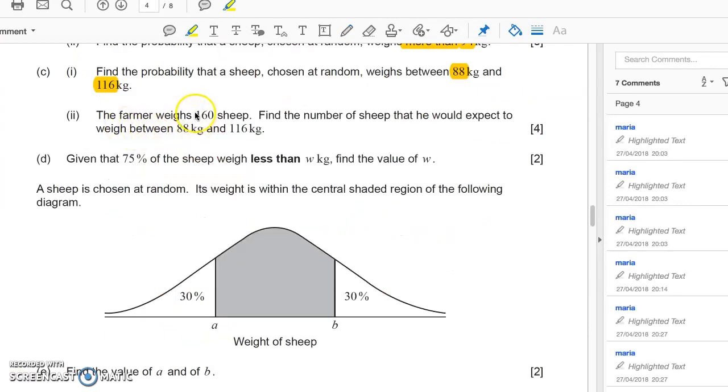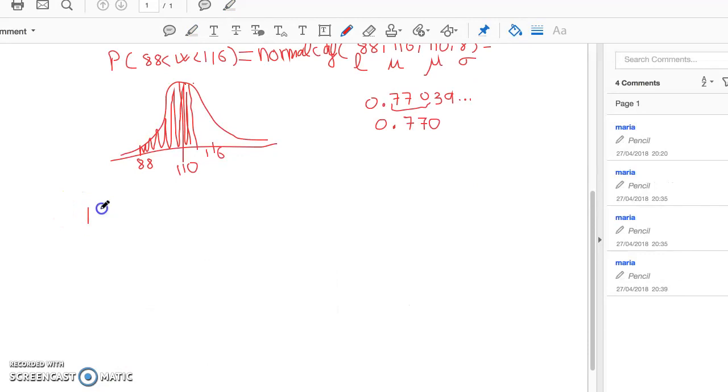C(ii). The farmer weighs 160 sheep. Find the number of sheep that he would expect to weigh between 88 and 116, the same values as before. That's, I think, an easy one. We have calculated a probability, so they weigh between these two values, and now this probability on the 160 sheep will give me the number of sheep. So I know how many sheep I have, and I know the probability that they weigh between these two values. It's just the value we calculated before.